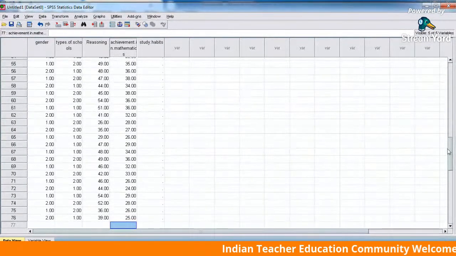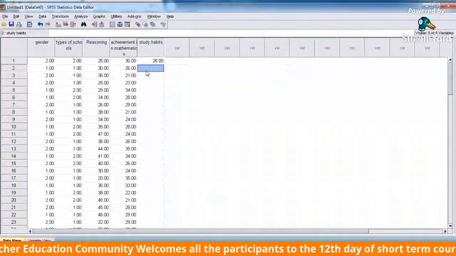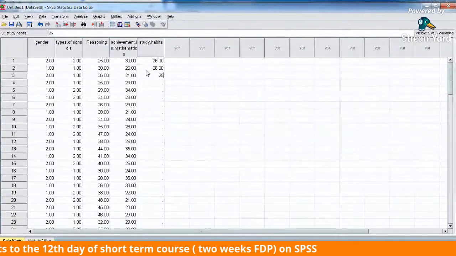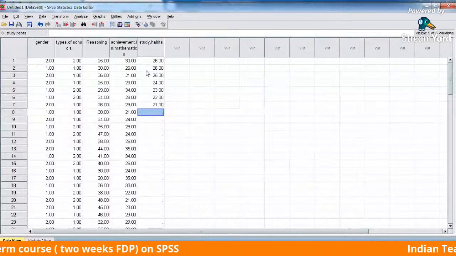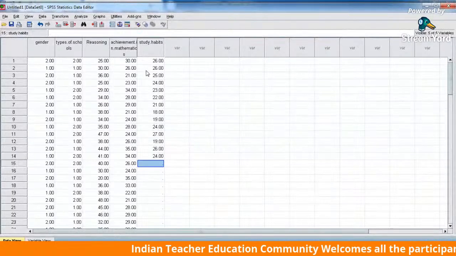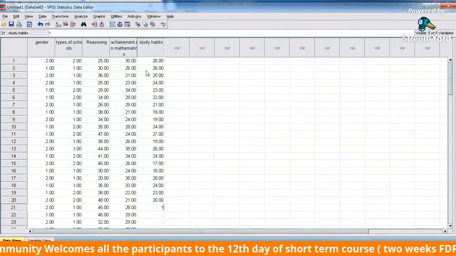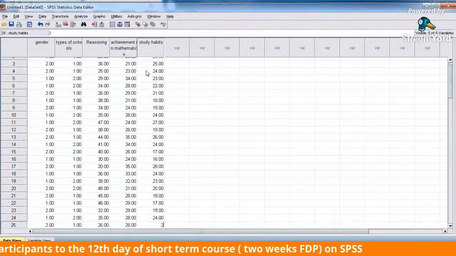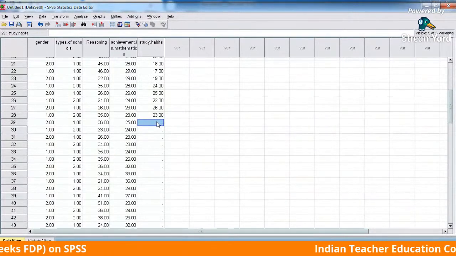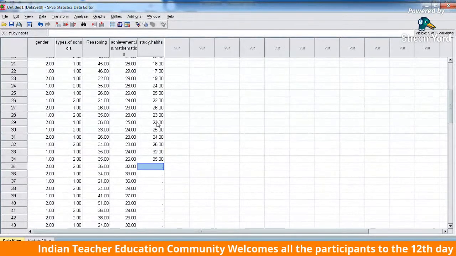Now I go to the study habits. For study habits, the maximum score is say 30 and the minimum is say 5. So I am now entering the data of the study habit. I'm just entering whatever comes to my mind. So you may enter your data, whatever comes to your mind.